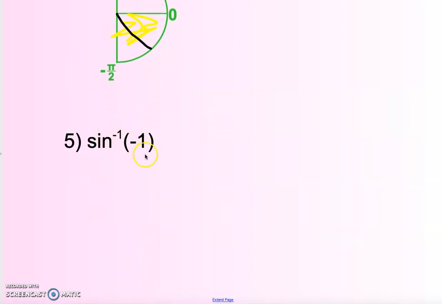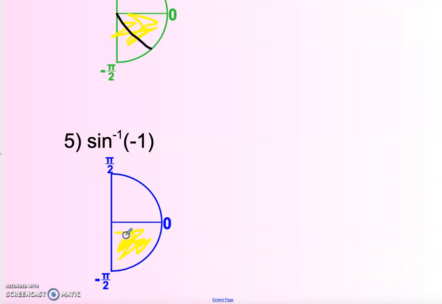Finally, the inverse sine of -1. Our model, inverse sine, unit burrito. So I go into my burrito. I want the sine value to be negative. You know the sine is negative down here in quadrant 4. Keep in mind, though, if we're in quadrant 4, this is 0 rotating to negative pi halves. You know the sine value is -1 straight up and down. So my answer, negative pi halves.